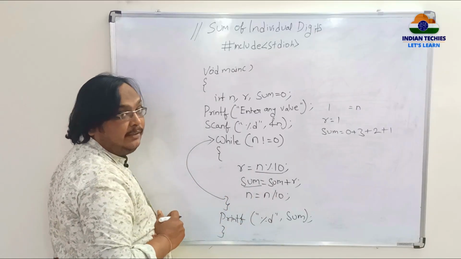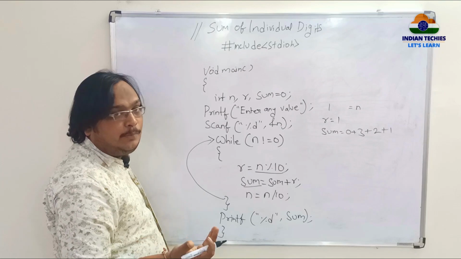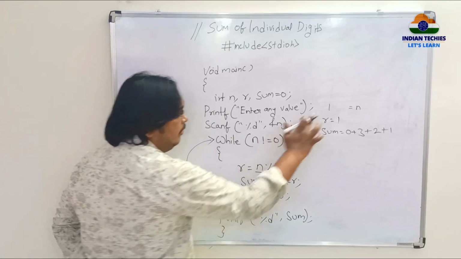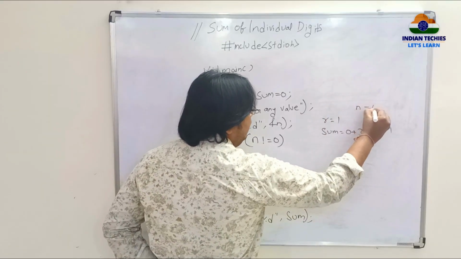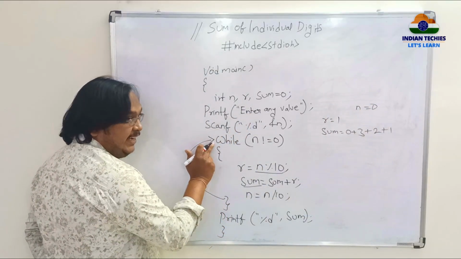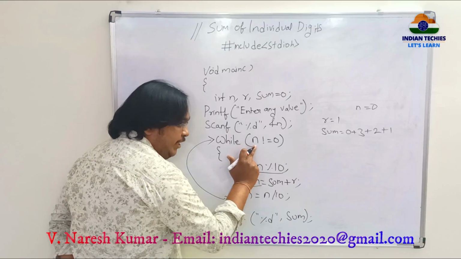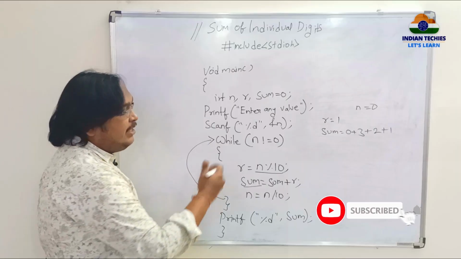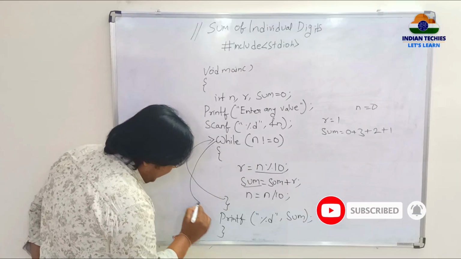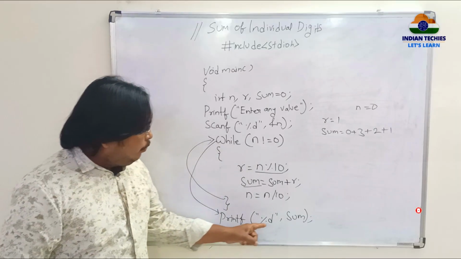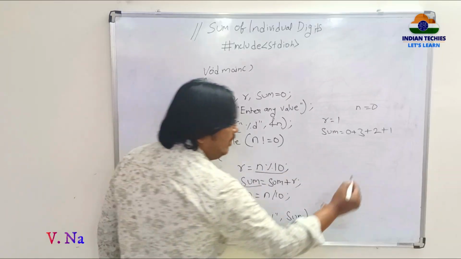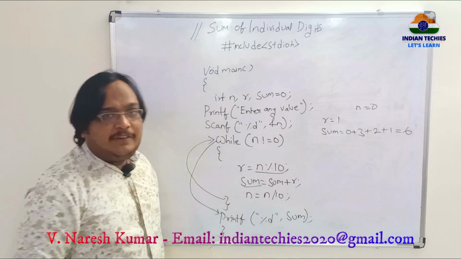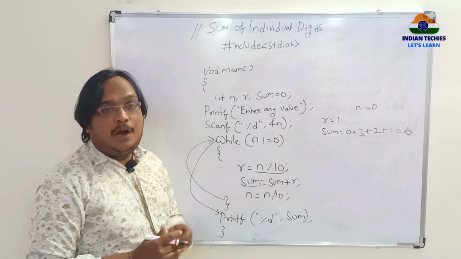Next, 1 by 10. What is 1 by 10? 0 point something. Since we declared n as integer, it stores 0 only. So now n value finally becomes 0. You go to the loop starting again. What is n value? 0. 0 not equal to 0? No. Condition is false because 0 is equal to 0. So you come out of the loop. Then print the total value of sum. What is the total value stored in sum? 6. 3 plus 2 plus 1 plus 0 also. It will be 6. This will be the output.